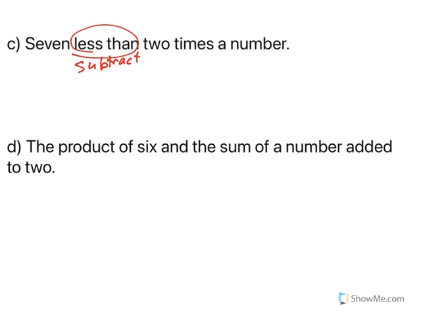So 7 less than 2 times a number. So 2 times a number is like 2x. So 7 less than 2x. So we're going to take 2x minus 7. 7 less than 2 times a number.